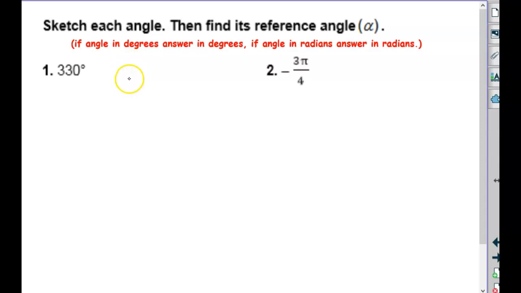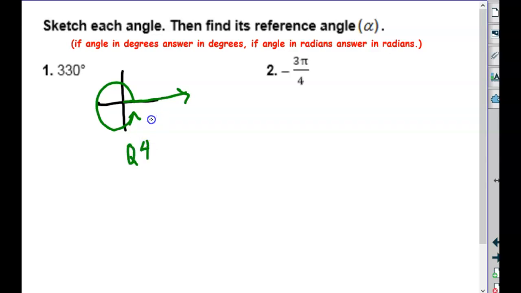Everybody good? So 330 degrees, you're going to draw a little sketch that shows starting here, I would turn all the way around to, which quadrant am I going to end in? Fourth quadrant. Okay.